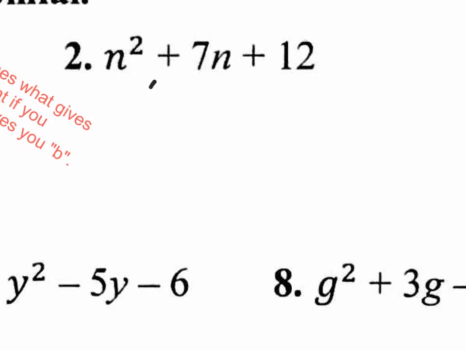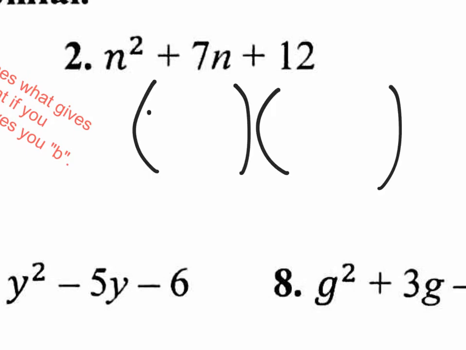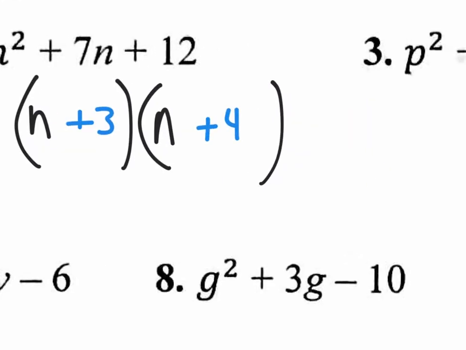So we're just going to set it up. Parenthesis, parenthesis, parenthesis, parenthesis. N. What times what is 12? That if I add together, 7. 3 and 4. Positive 3, positive 4. Okay, cool. Moving on.